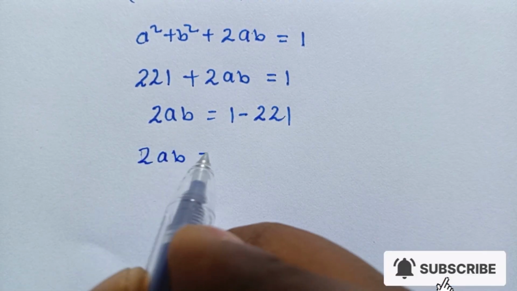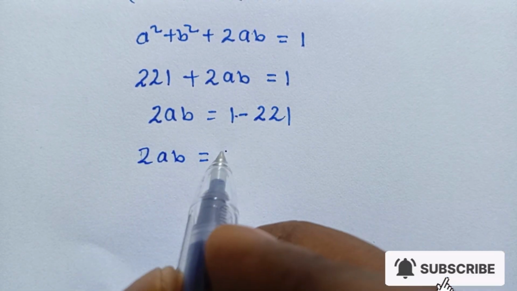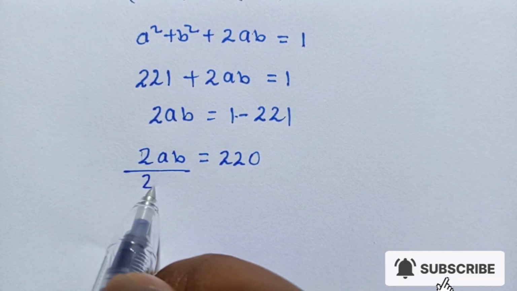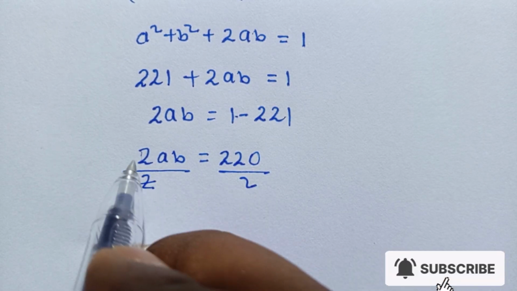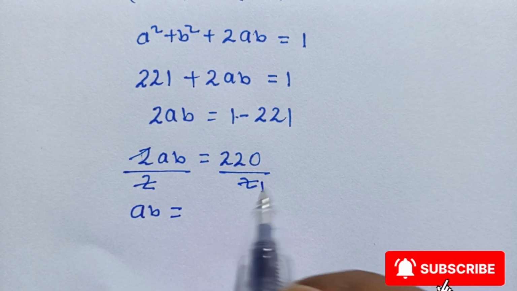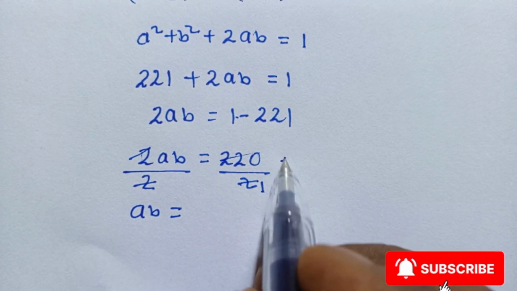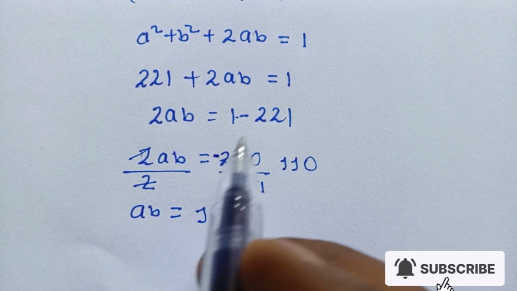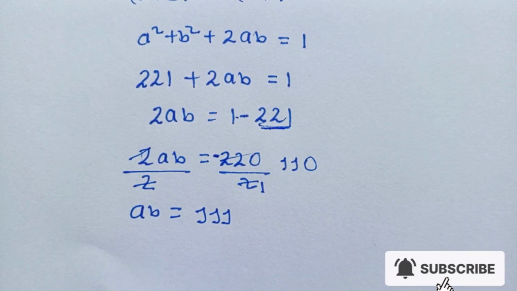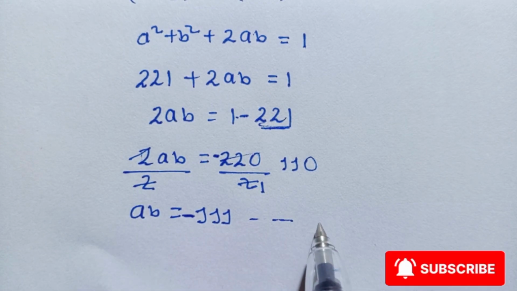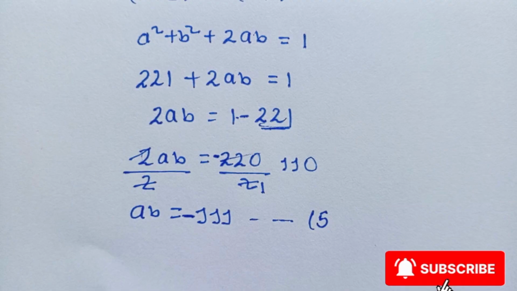2ab equal to minus 220. Divided by 2, the 2 cancelled by 2. ab equal to minus 110. Here it is minus because the largest number is with minus. This is equation 5.